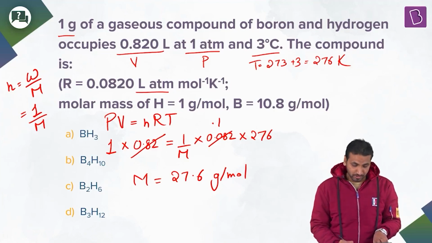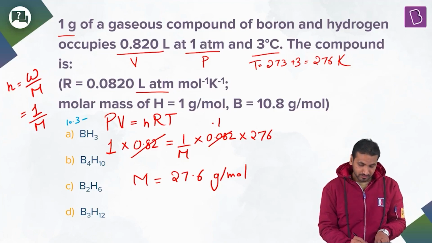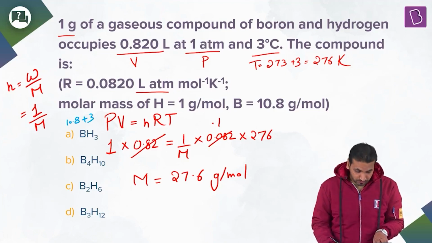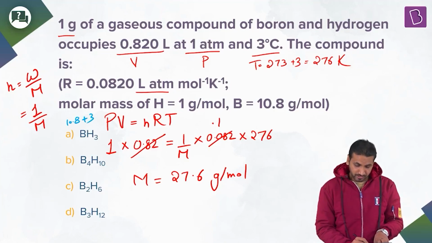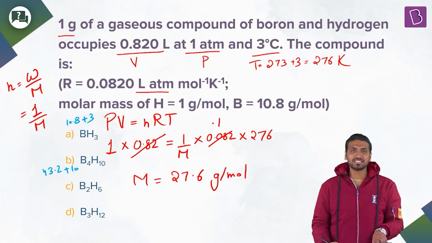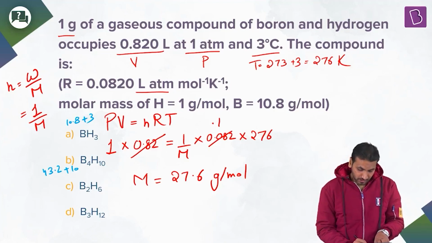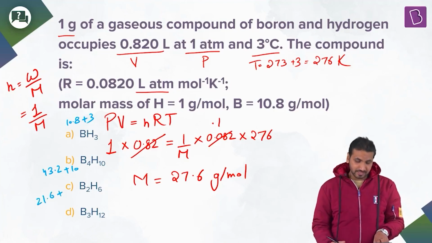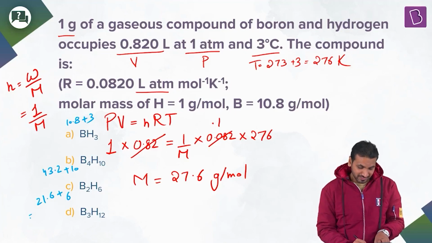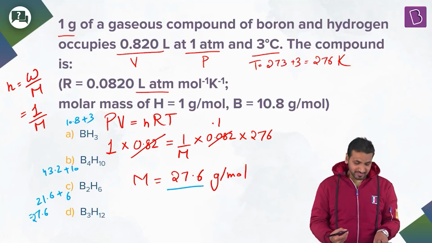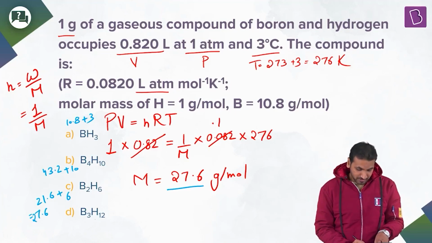So boron is 10.8 plus 3 hydrogen. No, not 27.6. Boron 4, so 10.8 into 4 will be 43.2 plus 10. No, not matching with what I have calculated. B2H6, boron 10.8 into 2 will be 21.6 plus 6 hydrogen. Yes, this is 27.6. And we have also calculated the molar mass of the gas is 27.6, which is option C. I guess option C is matching.